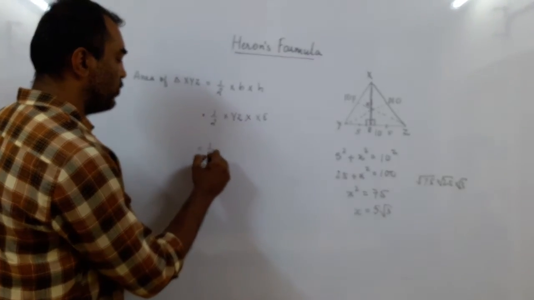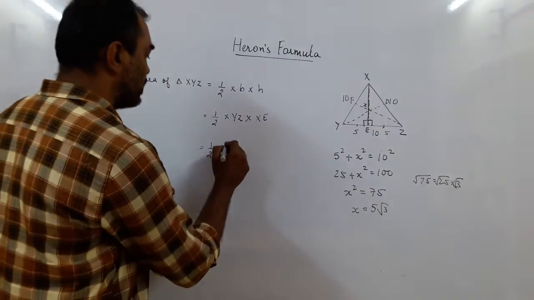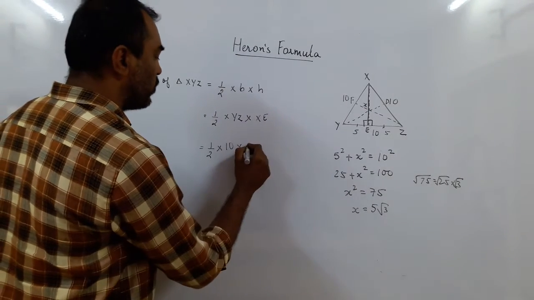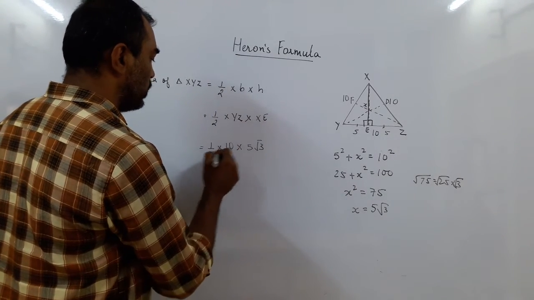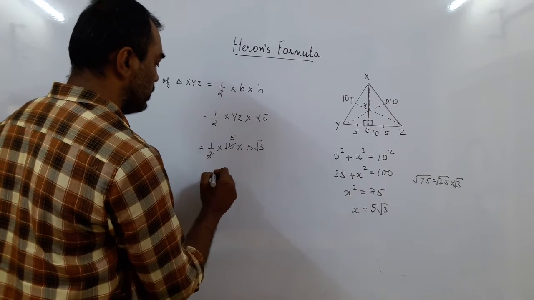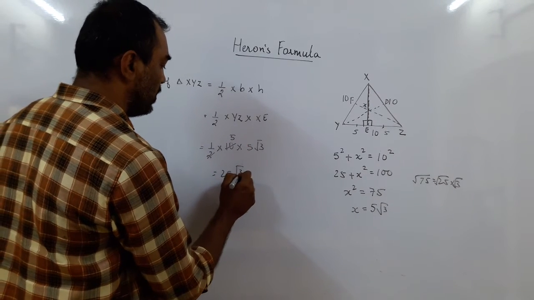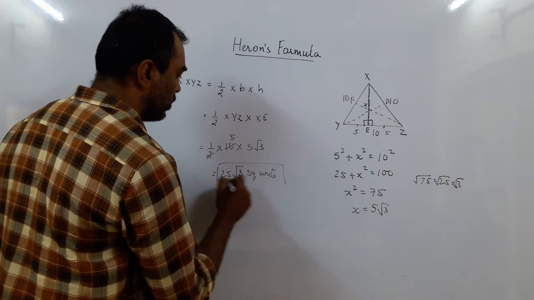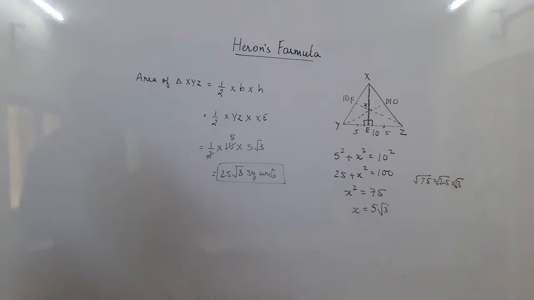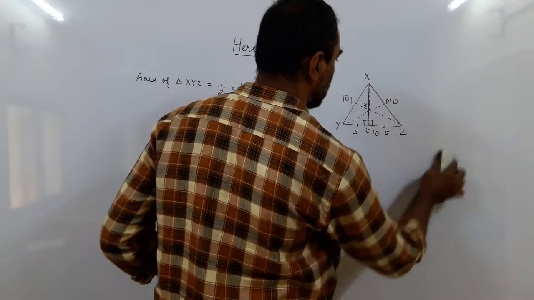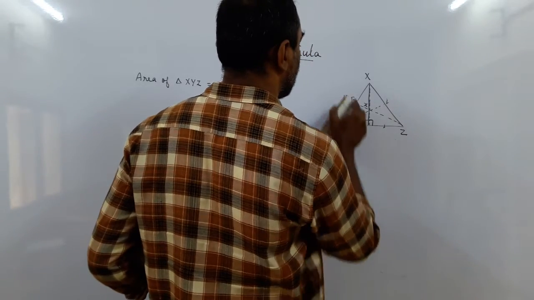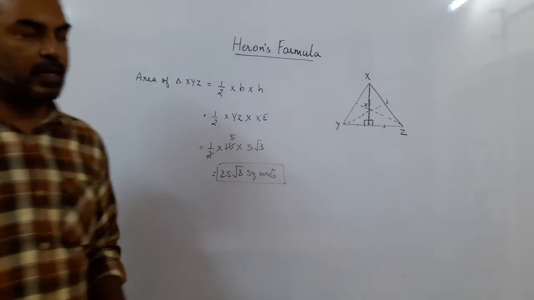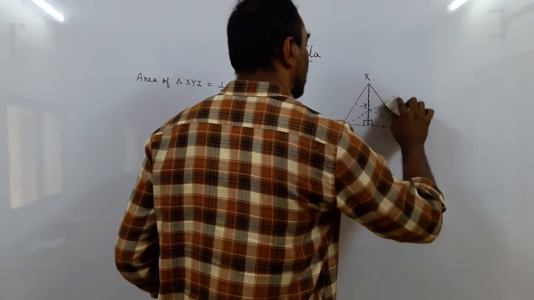So half into the base was 10. The altitude we got 5 root 3. 2 1s are 2, 2 5s are 10, so 25 root 3 square units is the area of this equilateral triangle. Okay? But that was when I knew the measure. Now I want to derive the formula when I don't know the sides. So when you don't know the sides, you can just call each side as S.